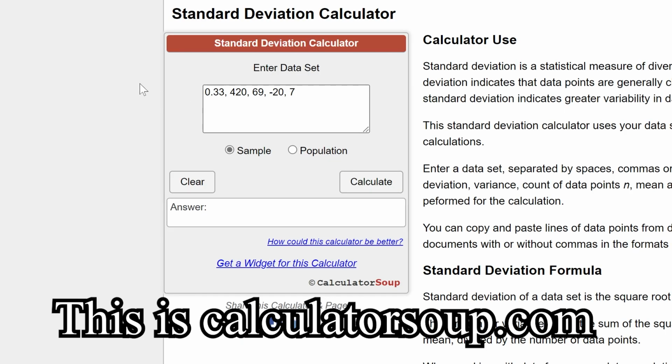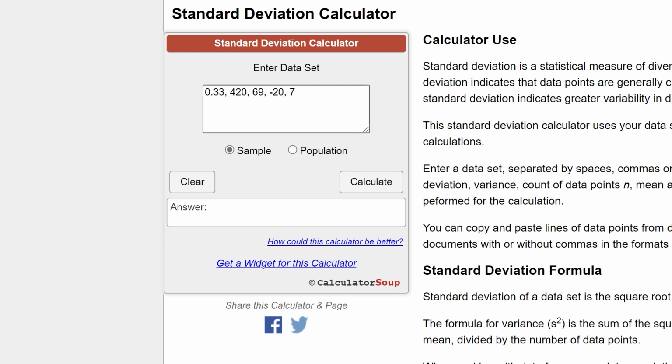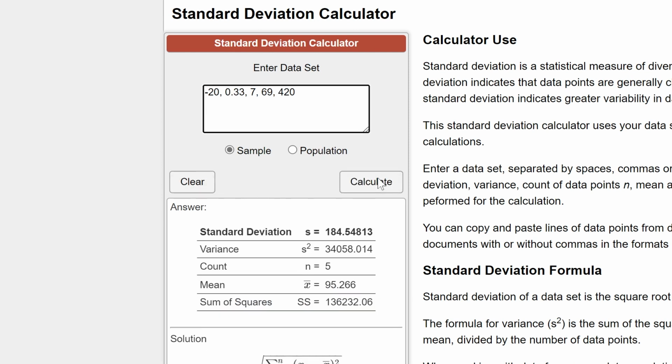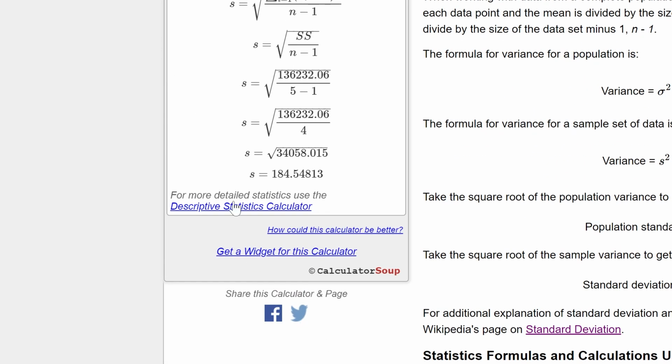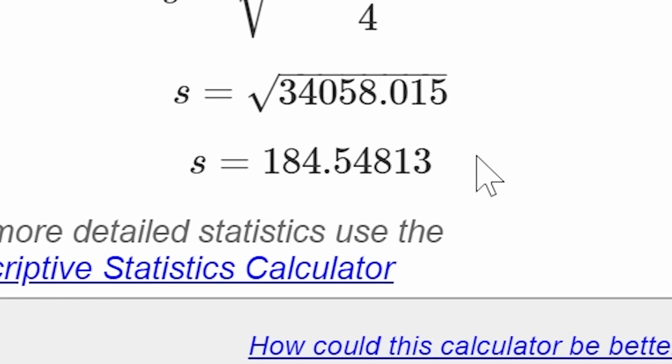Now, let's plug in the 5 measurements. Make sure to select the sample option, because in chemistry we tend to use the sample option. If we choose population, it'll use a different formula, and that'll mess up your answer. So let's press calculate. Our standard deviation for the second table is about 184.54, which is a really large standard deviation, which just goes to show that the second table has bad precision.